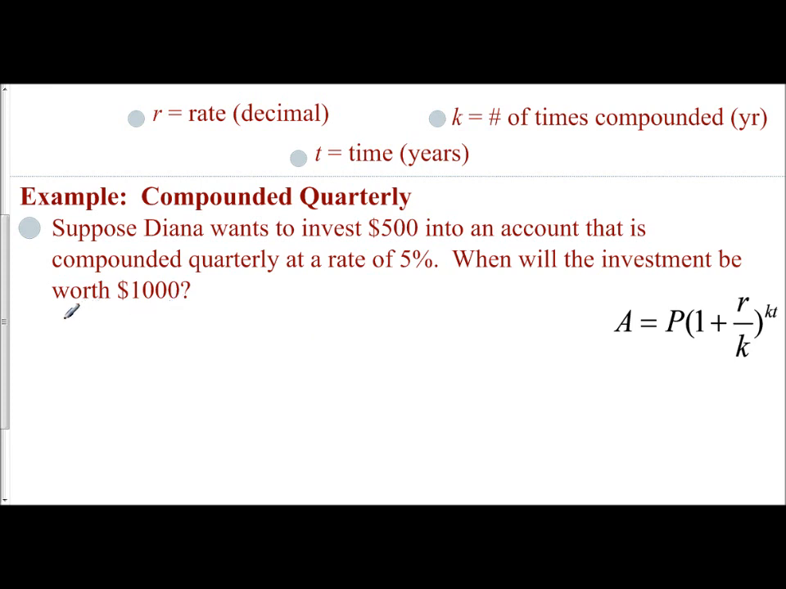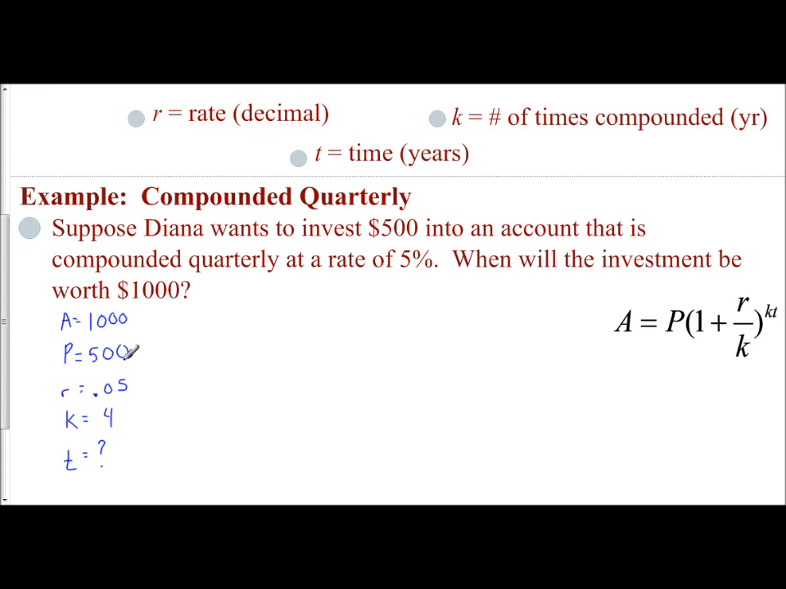So A is our final amount, which we want to know how long it will take to reach 1,000. So A is 1,000. P is the principal amount, the initial amount, which was 500. R is your rate as a decimal, which it says is 5%, so 0.05. K is the amount of times compounded yearly, and it says it's compounded quarterly, which means 4 times a year. And we want to know how much time, so we're trying to find T.